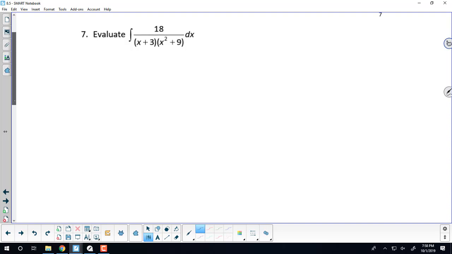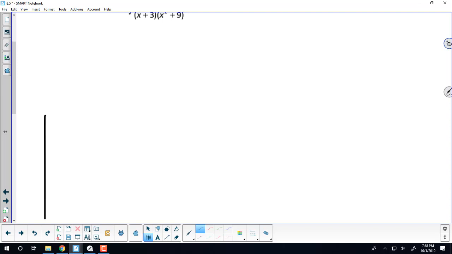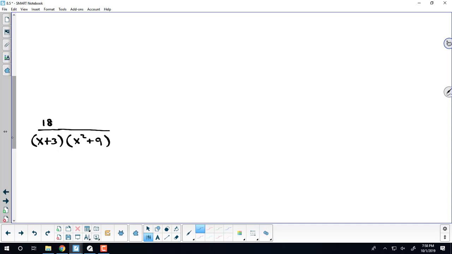So, let's see, we'll leave some space. We'll do 18 over x plus 3, x squared plus 9. So we did that in example 5. We set that up as A over x plus 3 plus Bx plus C over x squared plus 9.